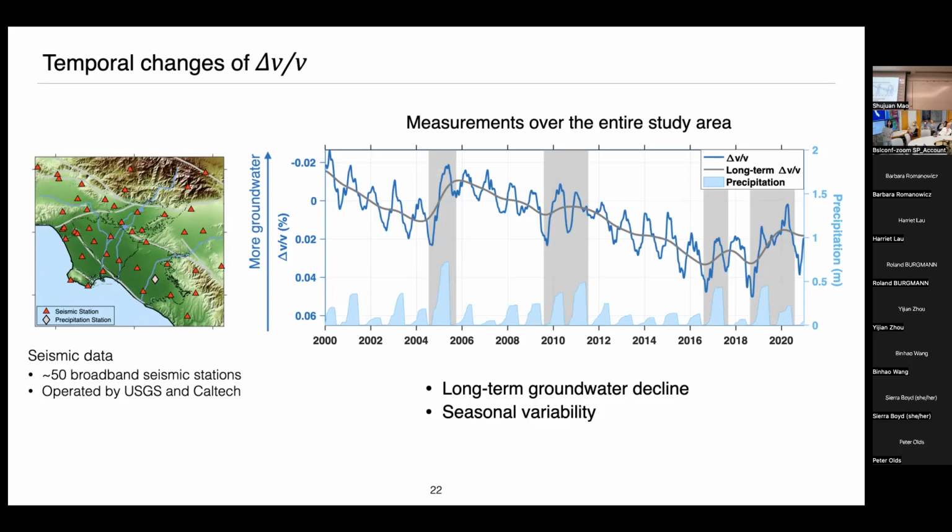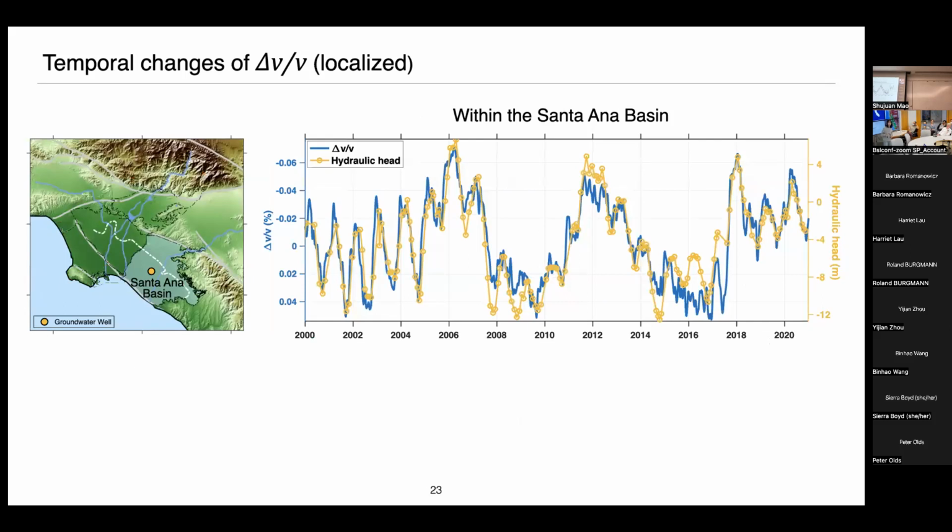Okay, so this is the measurements averaged over the entire study area to give us a general impression. For a more localized analysis, now I zoom into Santa Ana Basin. So the blue line is delta V over V again, just this time it's only averaged within the Santa Ana Basin. And the yellow line with circles is the hydraulic head measured by a local monitoring well.